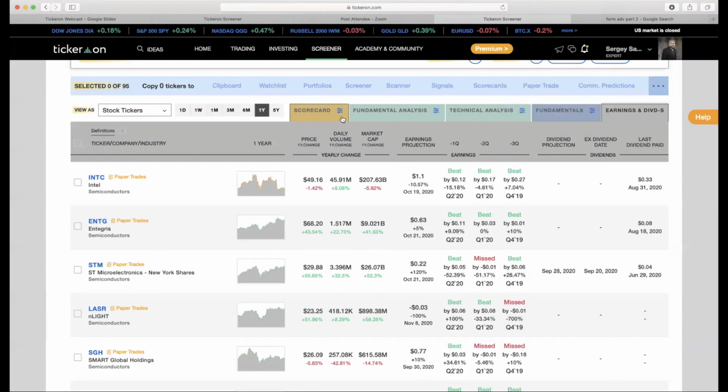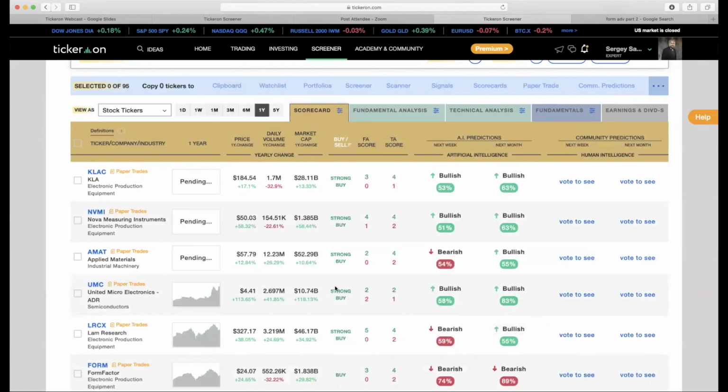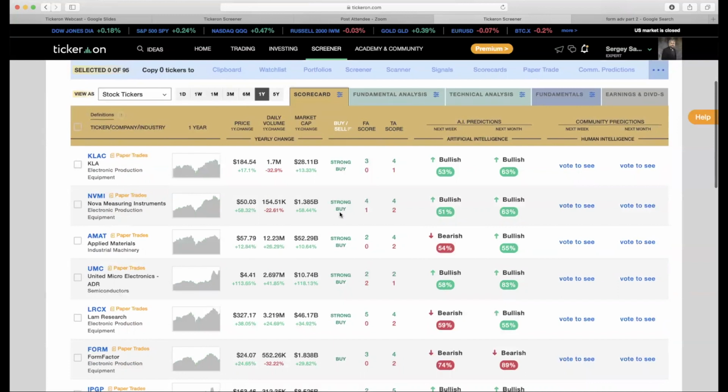But out of all of these, I like Scorecard the best because it's the most comprehensive, I would say, right? It's got the AI predictions for the next week and the next month. It's got the TA score, the FA score, and then the buy and sell. You can also sort by price, daily volume, market cap, whatever. But I just go by buy, sell, right? And we can see the buy sells here. And there's only 4 strong buys, right? We got KLAC, NVMI, AMAT, UMC.